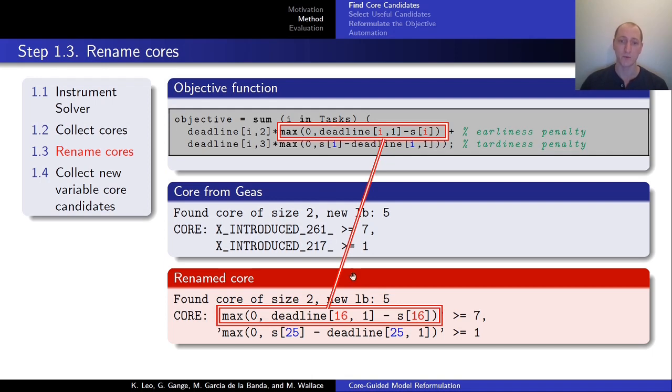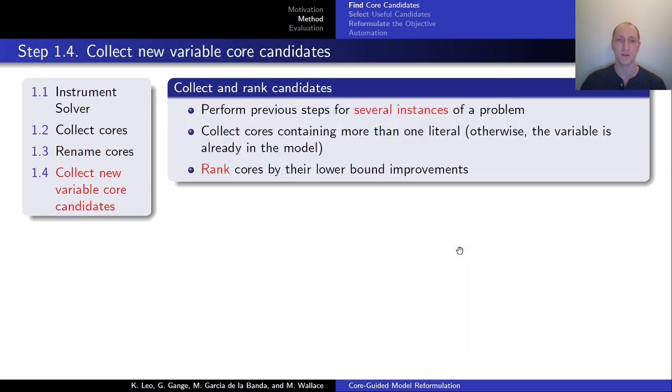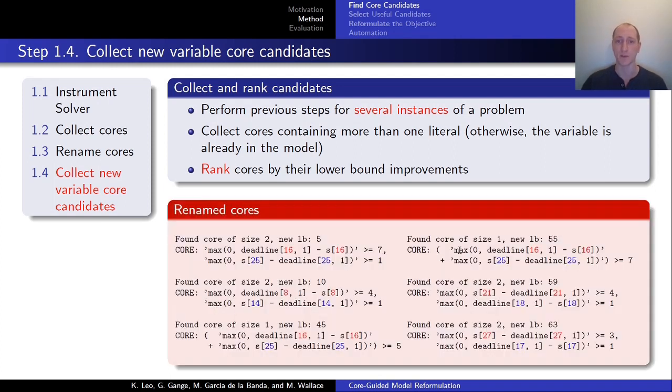Once we do this, we're able to see that this core talks about the earliness of task 16 and the tardiness of task 25. Following this, we generate cores for several instances of the problem, and we throw away cores that contain more than one literal. We then also rank the cores based on how much of an improvement they've had to the lower bound on the objective.